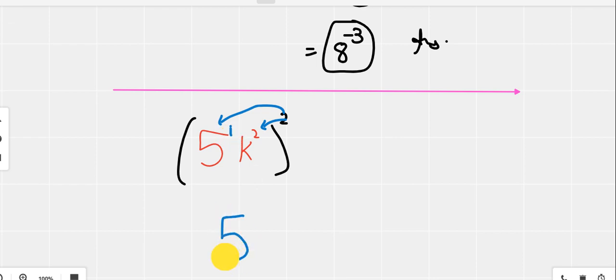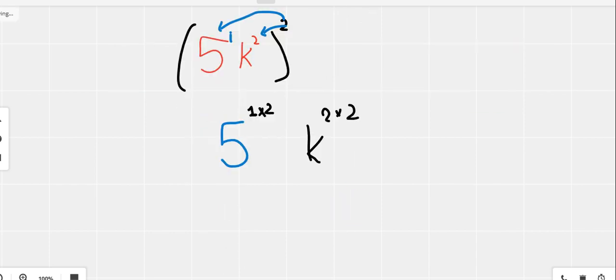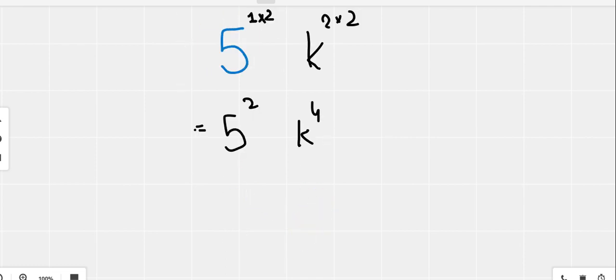So I'm going to write here 5 to the power of 1 times 2, and then I'm going to write here k to the power of, k's power was 2 and the outer one times 2. So you will times the 1 with 2, which gives 5 to the power of 2 and k to the power of 4. Now this is the answer, but we can see that 5 to the power of 2 means you will times the 5 with itself twice. 5 times 5, which is 25. So 25 k to the power of 4.